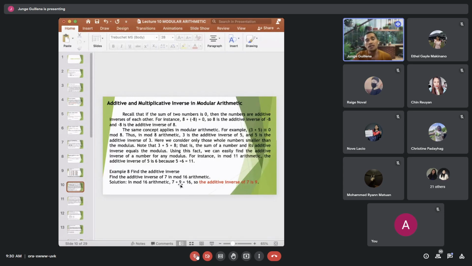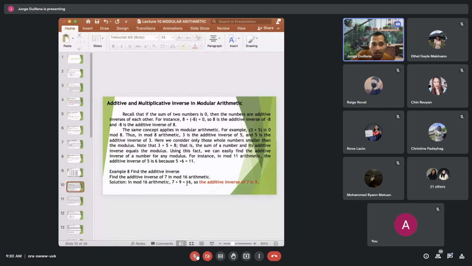Of course, dili po na siya always nga 9. Sa modulo 15 arithmetic, dili na po 9 ang additive inverse sa 7, kung dili 8. Kay pila maimong i-add sa 7 para mahimong 15, di ba 8? So mao na siya ang additive inverse. Okay? So, why do we have that idea?